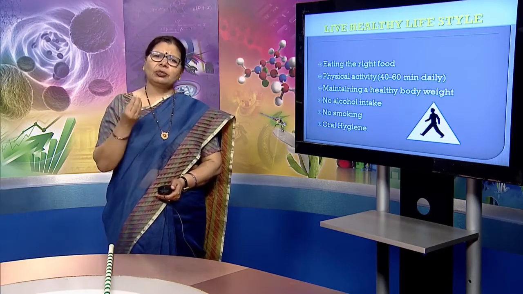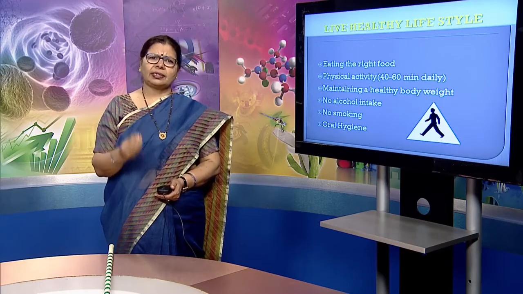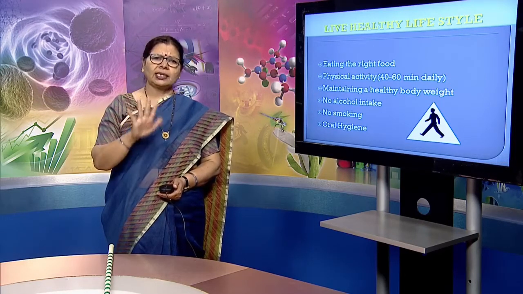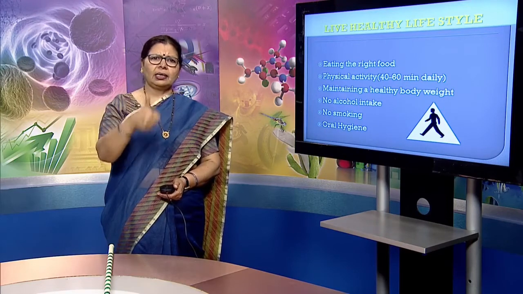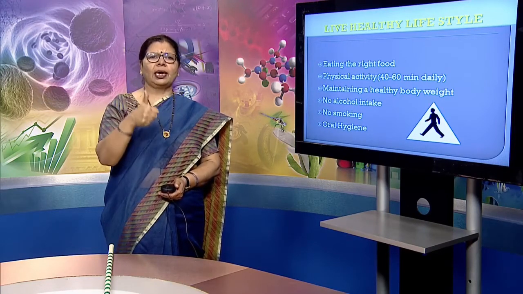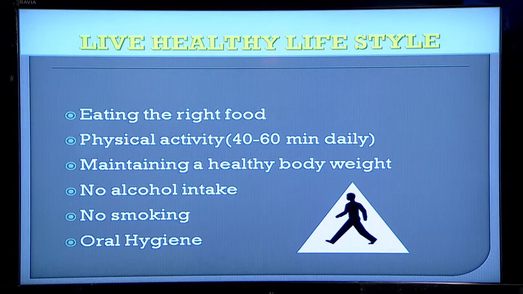And what to do to live a healthy lifestyle? Simple things. You just live a very healthy lifestyle. What can you do? Only 6 things. Eat the right kind of food at the right amount and right time. Next is physical activity. At least 40 to 60 minutes of daily exercise or vigorous physical activity is necessary, and that should be other than your regular work. That will help you to be a healthy and very productive person.